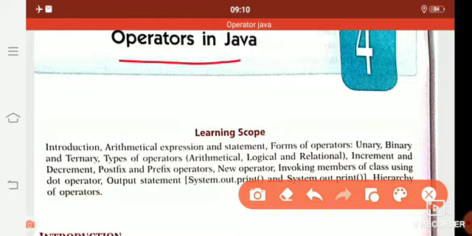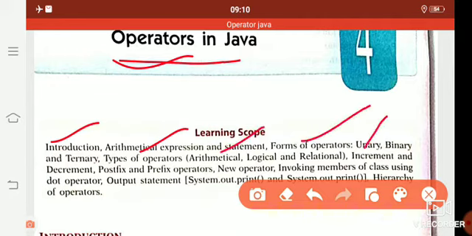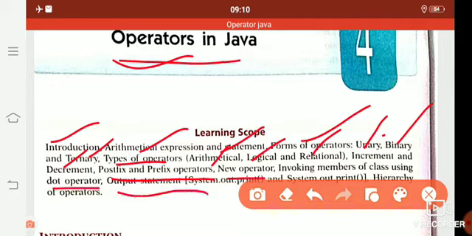In this chapter we will discuss what an operator is, an introduction to operators, arithmetic expressions and statements, forms of operator, types of operator: unary, binary and ternary operators. The types also include arithmetical, logical and relational operators, increment and decrement operators, postfix and prefix operators, the new operator and the dot operator, and the output statement used in a program. The last one is the hierarchy of operators, how operators are accessed according to precedence. This is a very important topic in Java.